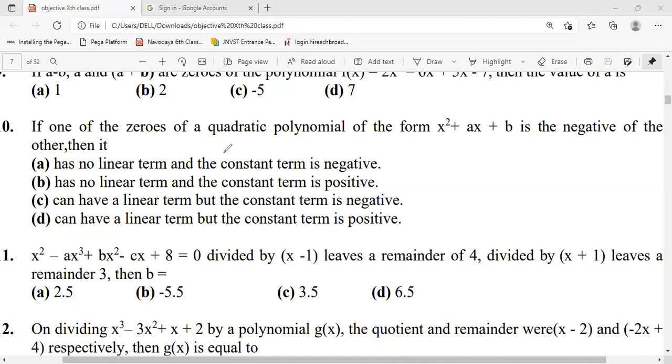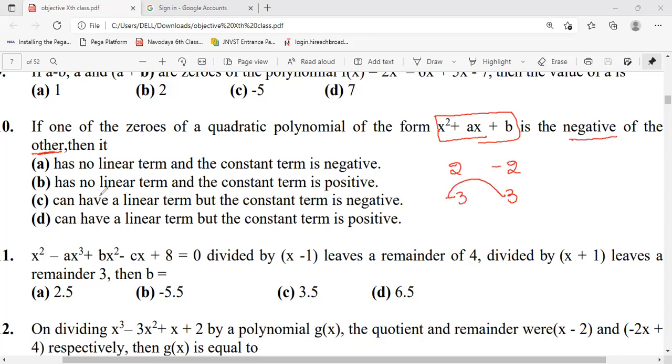Next, if one of the zeros of the quadratic polynomial of the form x square plus ax plus b is the negative of the other. First, you understand the question. Negative of the other means if the first zero is 2, the second zero is minus 2. If the first zero is minus 3, the second zero is 3. That means the signs are purely opposite. That's the meaning of this question.